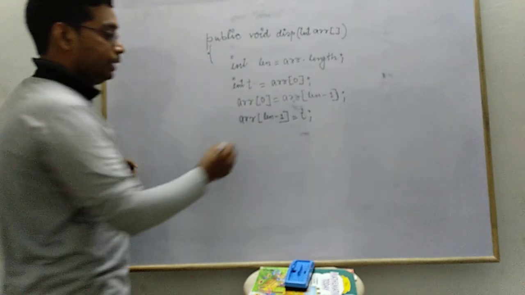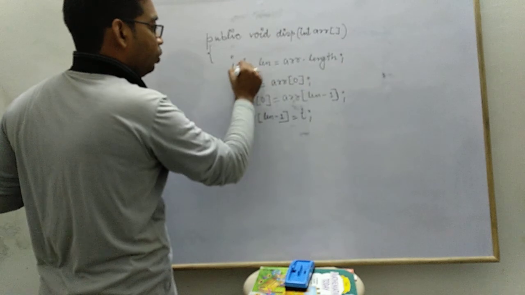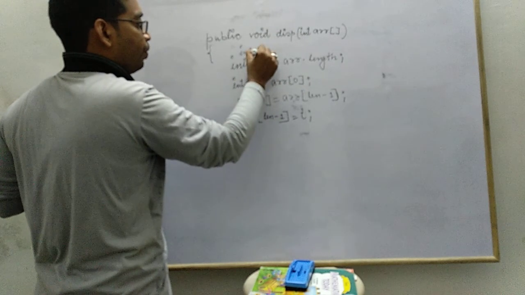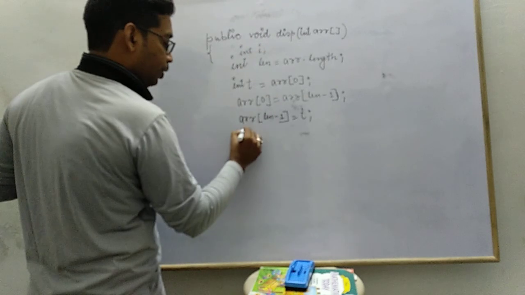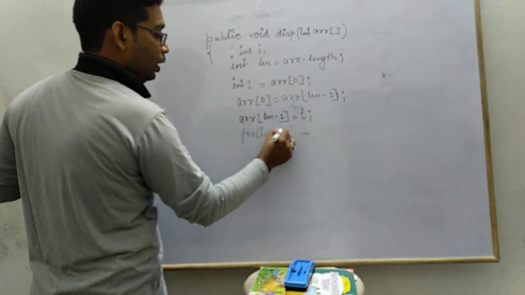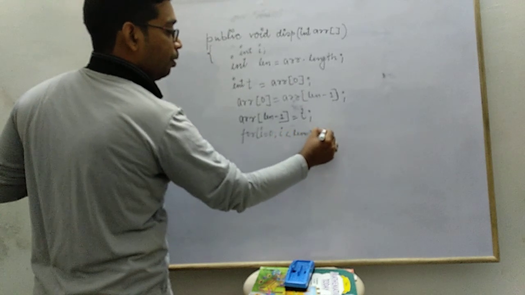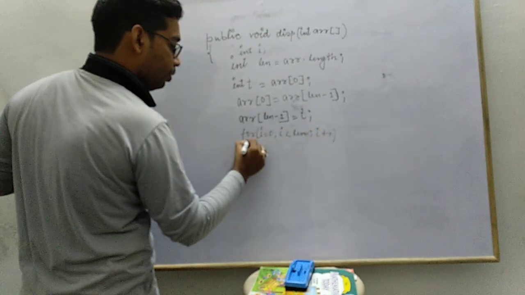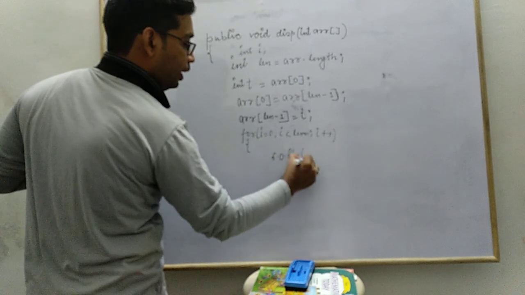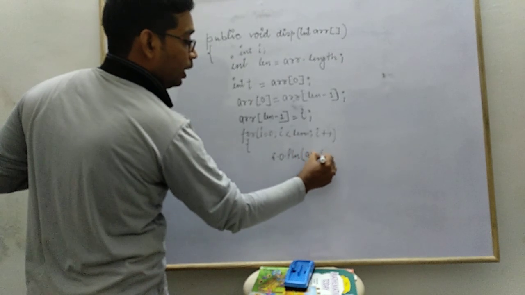Okay, now initialize a for loop. Take the variable int i. You may also take the variable here itself, int i. So write down here for i equals 0, i less than length, and i plus plus, and System.out.println arr[i].